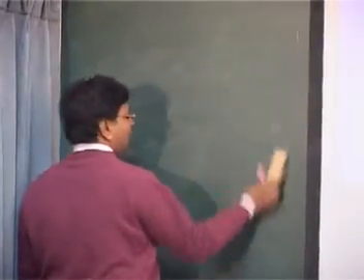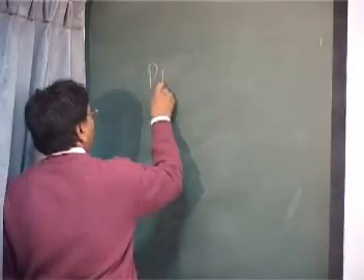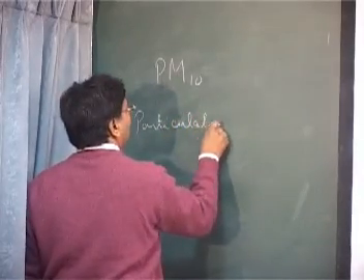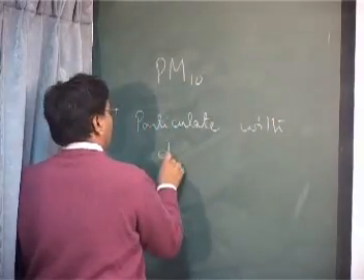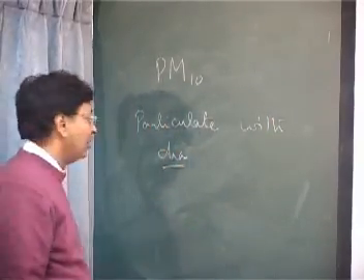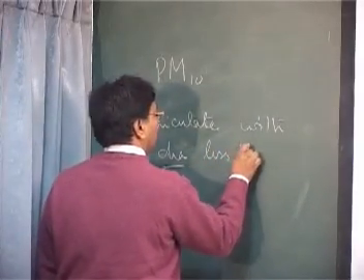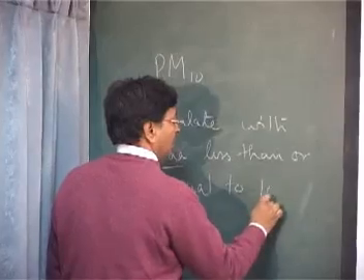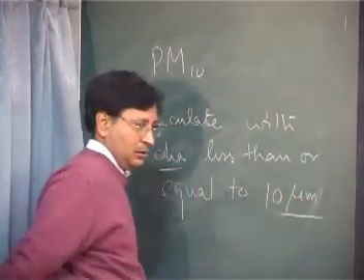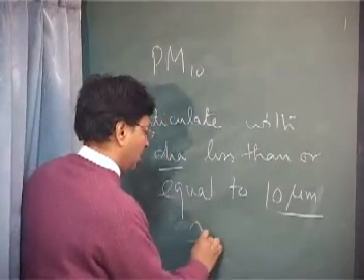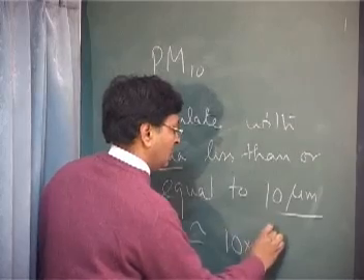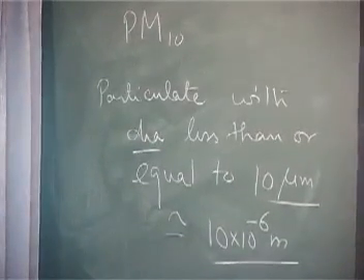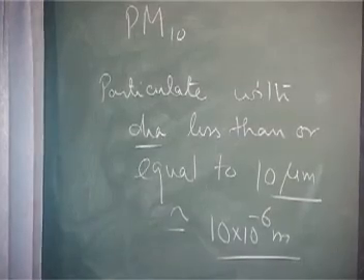We'll discuss this PM10 business a great deal in this course. Particulate matter, or particulate with diameter, a special diameter that we'll define later, less than or equal to 10 micrometer. Just to give a little feel of what kind of tiny particles we are talking about.